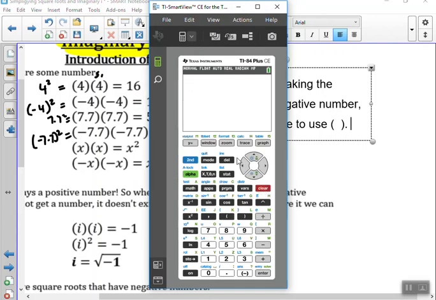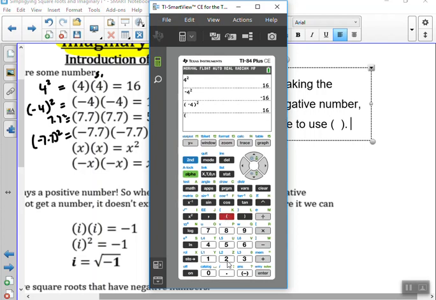So in my calculator, if I plug in 4 squared, the square button's right there, I get 16. But when I put negative 4 squared, I know my answer should be positive 16, but if I hit enter, I get negative 16. The reason is that it takes the square and only applies it to this 4 right here. It doesn't read the negative, okay? So to avoid that, make sure you always put negative 4, close the parentheses, and then square it so that it reads that negative 4 and you get your positive.